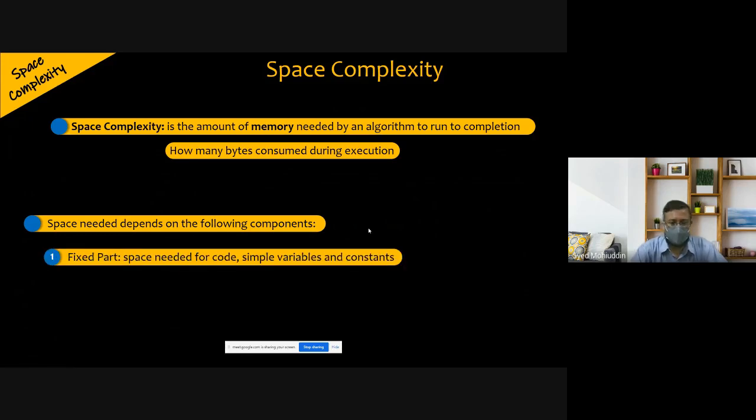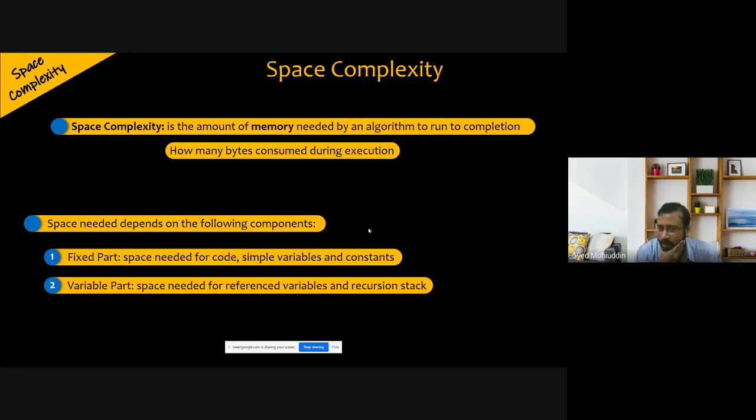One is the fixed part. This fixed part describes, or consists of, the space for the code, because when you are writing lines of code, those lines of code also have to be saved in the memory. So space needed for the code, as well as space needed for simple variables and some of the constants that we define in an algorithm. Now, the simple variables we will come to later. We'll look at them with an example there. So this forms a fixed part.